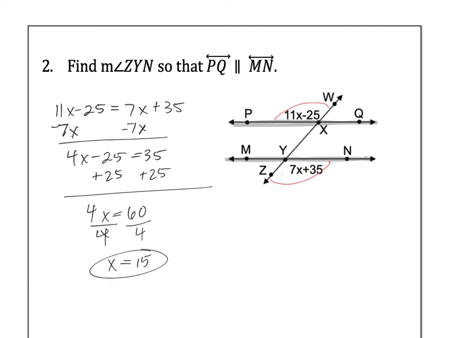Okay, and when you're done, check if you got the same thing for x that I got. But the question says find the measure of angle ZYN. So when you're done, you're going to have to substitute that in. The measure of angle ZYN is going to equal 7 times 15 plus 35. That's 105 plus 35, which is 140. And that would be the size of the angle if the lines are parallel.